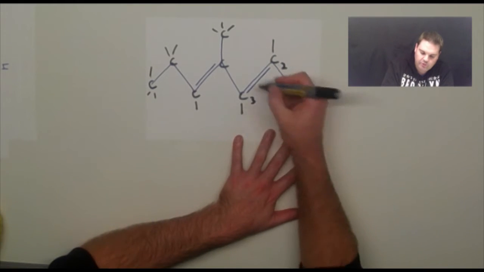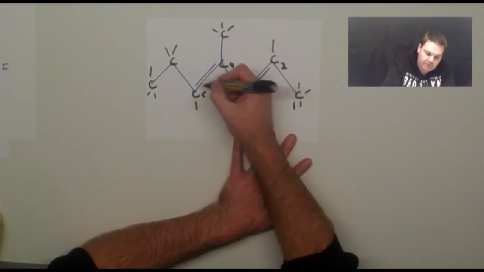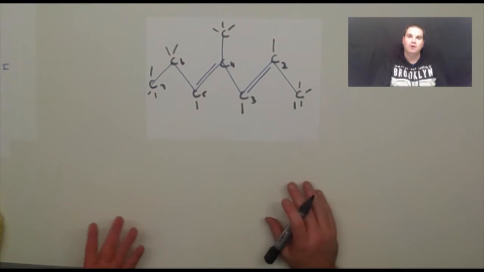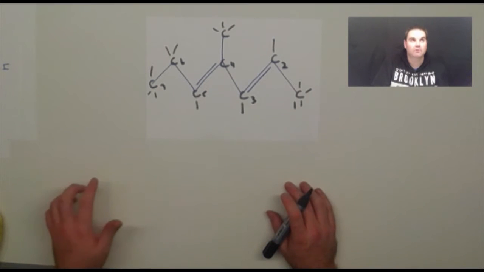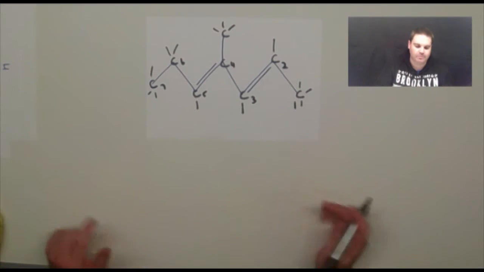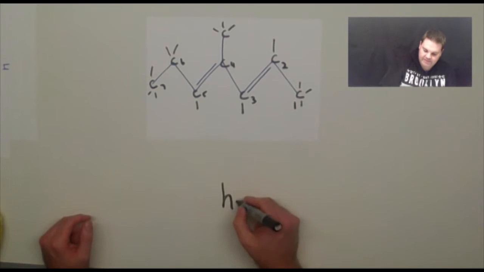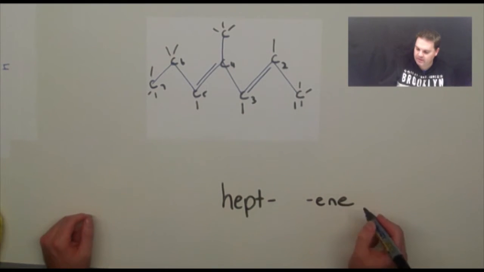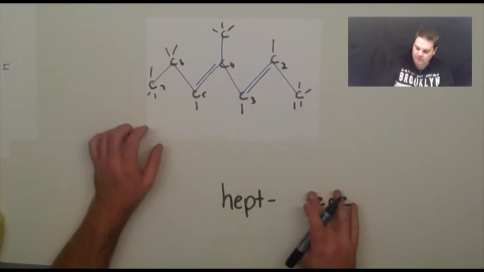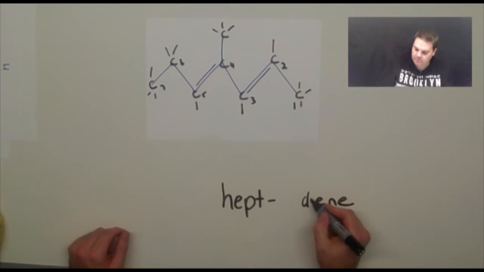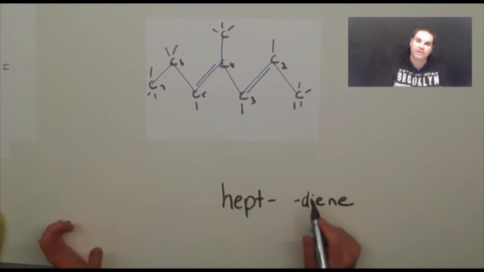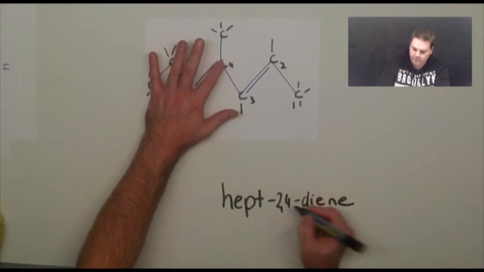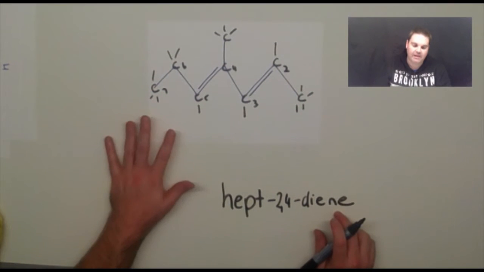1, 2, 3, 4, 5, 6, 7. Okay, 7 of them makes it heptane. Sorry, mental blank there. Right, so it makes it heptene. Okay, so it's going to be E and E on the end. But we've got 2 of them, so it's going to become diene on there. And then we look at which carbon atoms they start. It starts at the second and it starts at the fourth. So it's 2, 4. So it's hept 2, 4 diene.